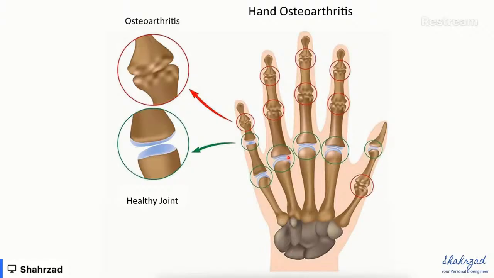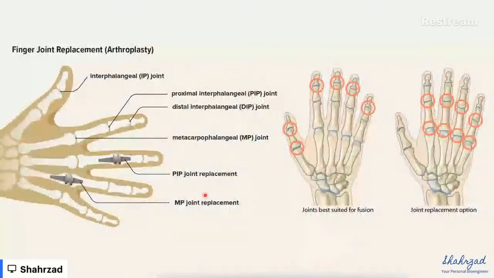So, like any other joint, we also get osteoarthritis in our hands. If you look at these wrinkly areas, this is to show osteoarthritis right here in the hand, in the fingers. And this is what a healthy joint would look like for comparison. Finger joint replacement or arthroplasty looks something like this, can be from metal or polyethylene.